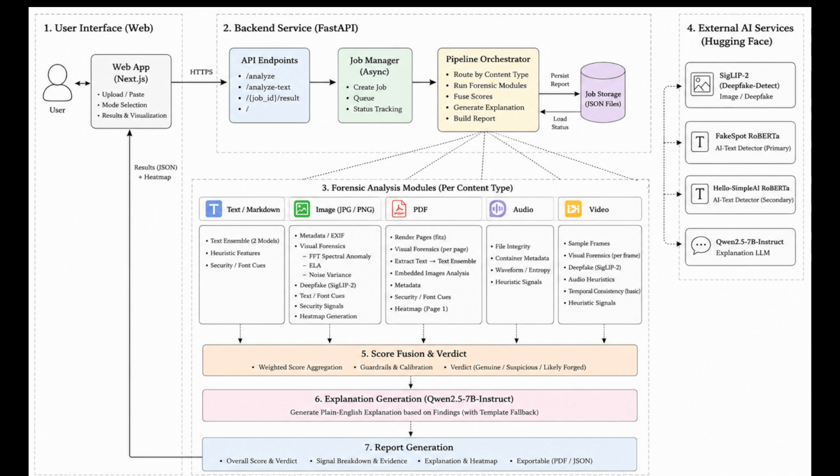Let's talk about the final deployment phase. The final deployment consists of 2 independent services. The Next.js frontend runs on Vercel and handles rendering, user interaction, and client-side PDF export functionality. The FastAPI backend manages a multi-threaded forensic pipeline and machine learning inference workflow.